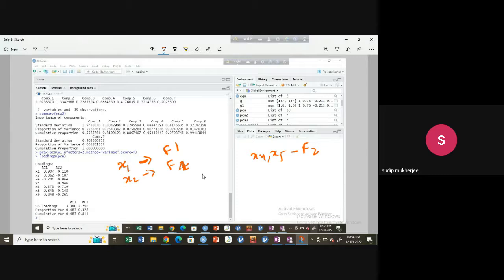X6, one value is 0.573, another value is 0.719. So in both the factors, it is more than 0.5. So what about X6? You just see x8 and x9 automatically belong to factor 1. So under factor 1, what are the variables? x1, x2, x8 and x9. And under factor 2, x4 and x5. But what about x6?